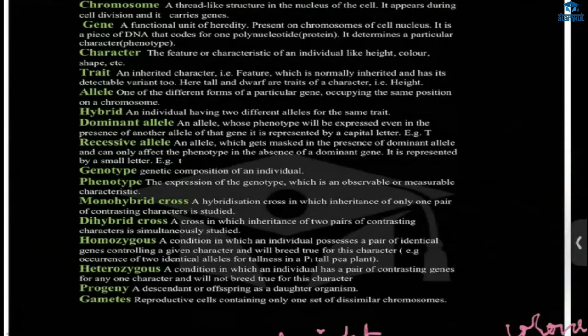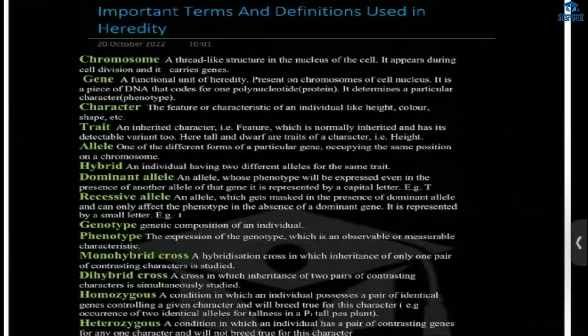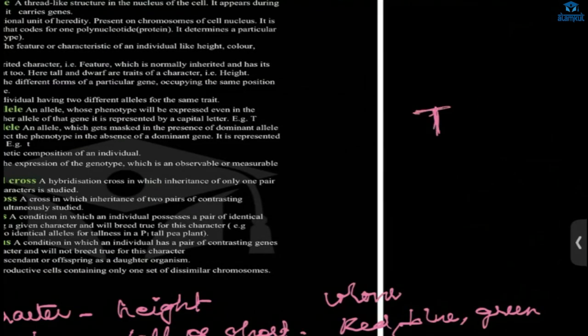Now let's see this trait, character, then allele. Different forms of a gene are called alleles. Alternate forms, different forms. Capital T is one allele, small t is another allele. And they encode for the same character, that is tallness or roughness. This is what we call allele.